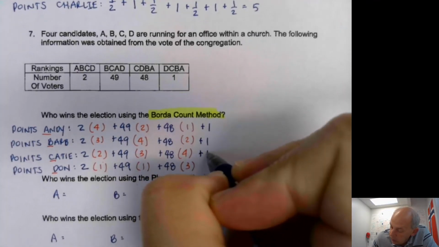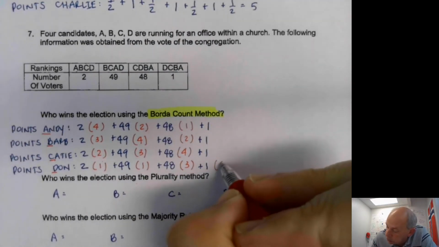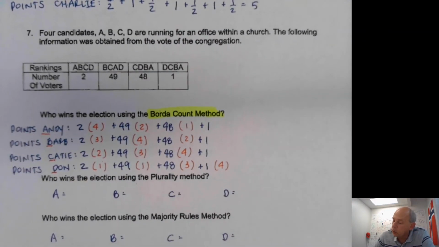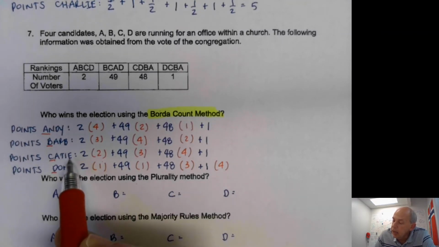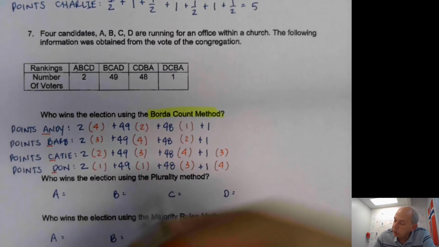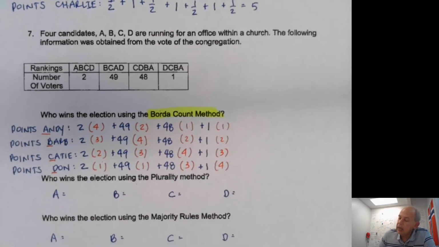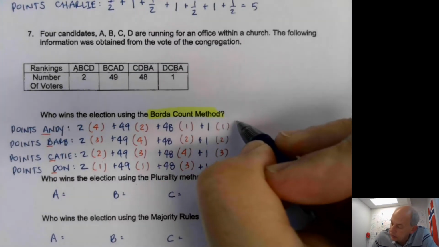Now, one member comes along and says, Don is my favorite choice. Don picks up 4 points from one person. Katie, second place, 3 points. Barb, third place, 2 points. Andy, last place, 1 point.